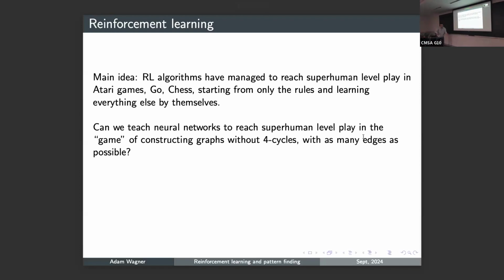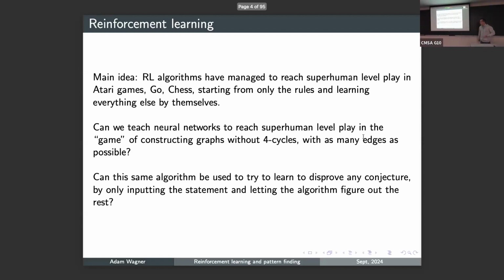You can phrase it as a game by saying you have a player, you start offering edges to the player one by one. For each edge, the player can decide whether they want to take this edge or not. At the end, you give a reward reflecting how well they did in this game. The idea is that you phrase this problem as a game, run the program, go away for a few days, and when you come back, you find an algorithm that's very good at constructing graphs with many edges and no triangles or four cycles. So that's the basic idea.